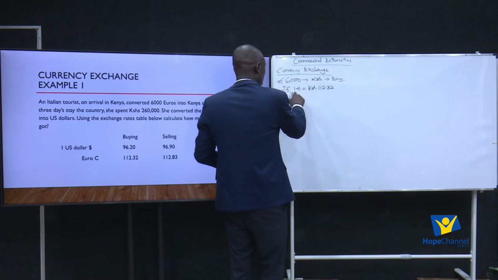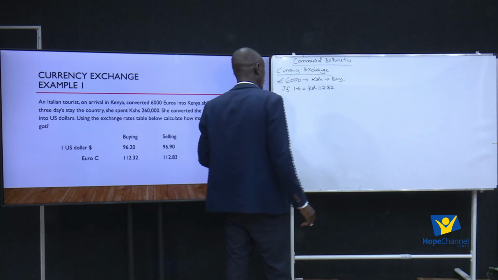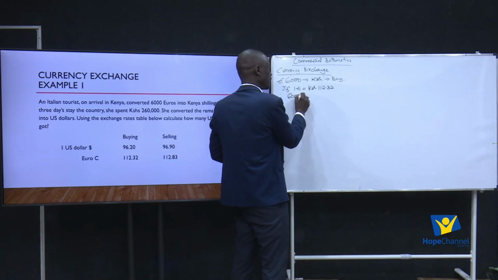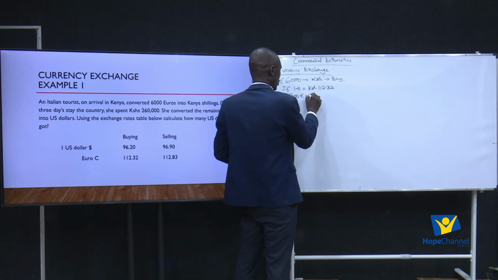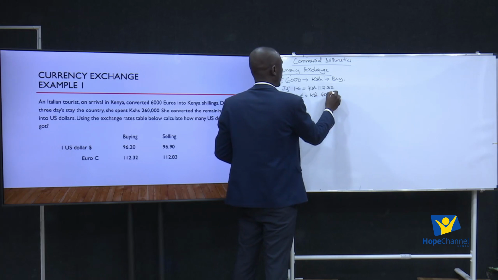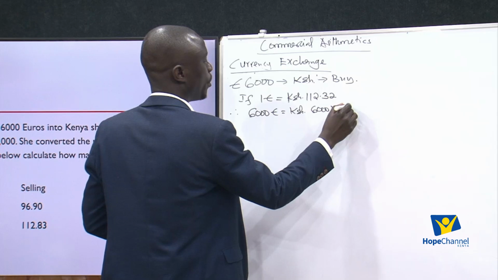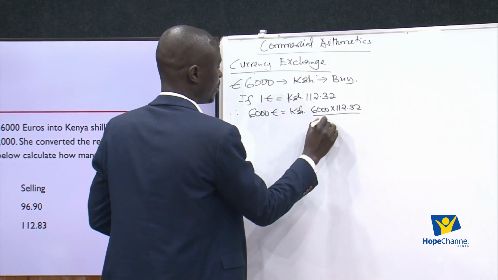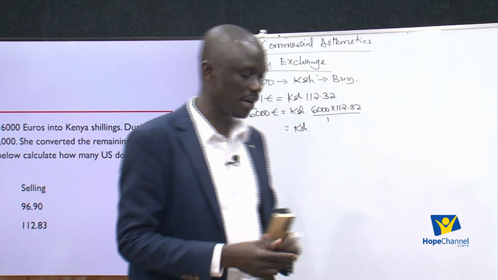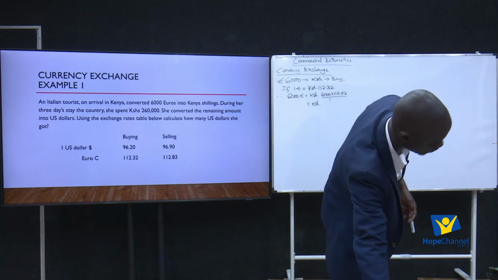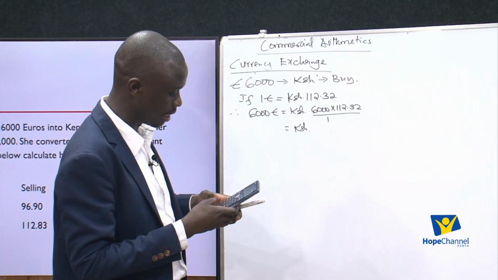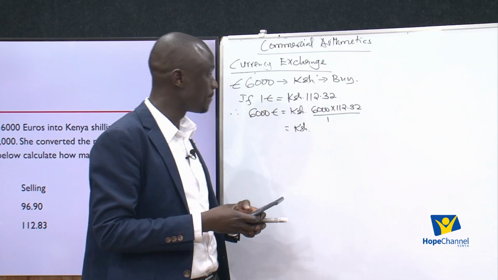So if 1 euro is going for 112.32 Kenya shillings, therefore, what about 6,000 euros? It's just a matter of multiplication. This will give us how many Kenya shillings? We say 6,000 times 112.32, everything divided by 1. So how many Kenya shillings is 6,000 euros equal to? Let's have our calculators. We say 6,000 times 112.32.